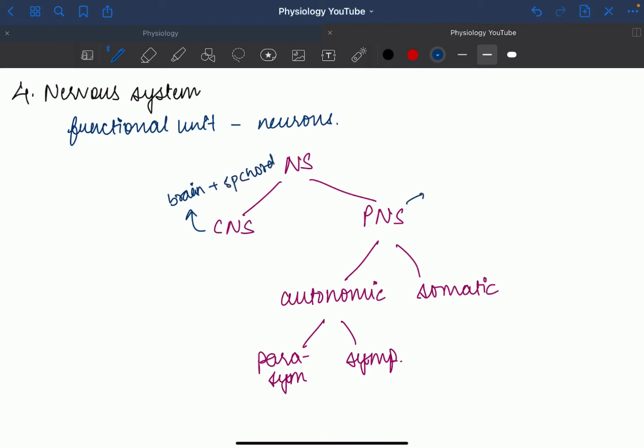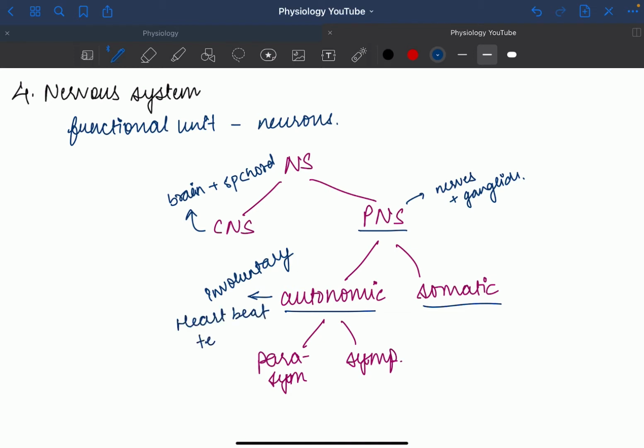The PNS consists of all the nerves and ganglia which originate from the brain and spinal cord. Now the peripheral nervous system is further divided into autonomic and somatic. Autonomic nervous system is involuntary. That is, it regulates the heartbeat, temperature, etc. And the somatic is voluntary. That is, it controls the movement of limbs, etc.